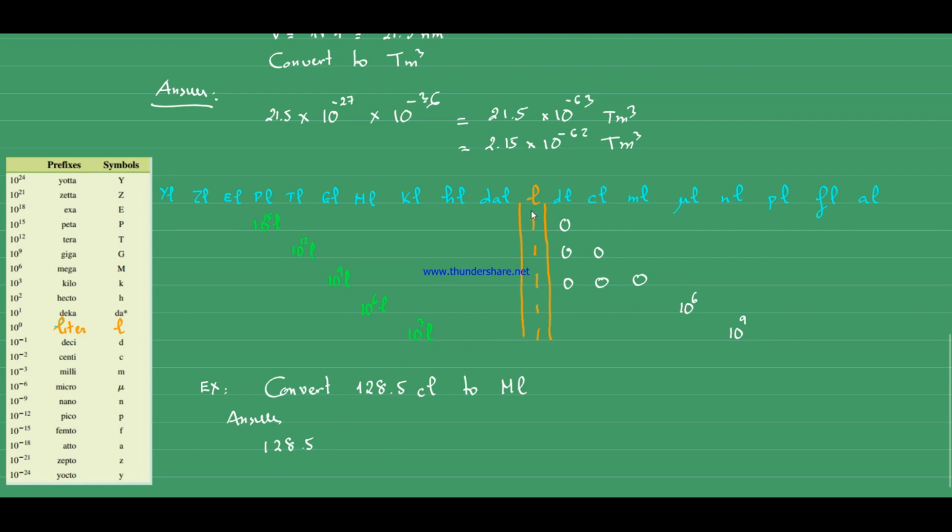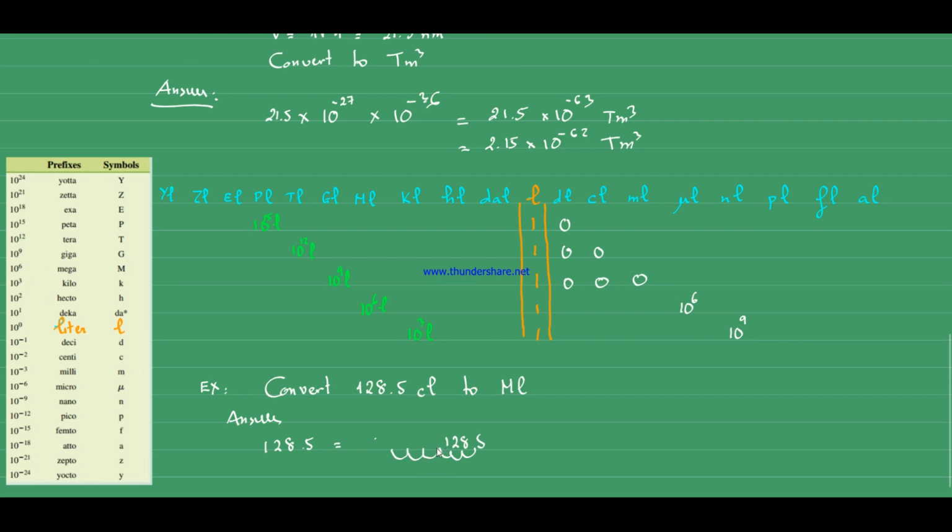Okay, so from centiliter to megaliter, how many columns do we jump? 1, 2, 3, 4. Okay, let's count again. 1, 2, 3, 4, 5, 6. All right, so we jump 6 of them. So we're gonna move the decimal 6 places to the left. So you're gonna have 128.5. Let's move it. 1, 2, 3, 4, 5, 6.